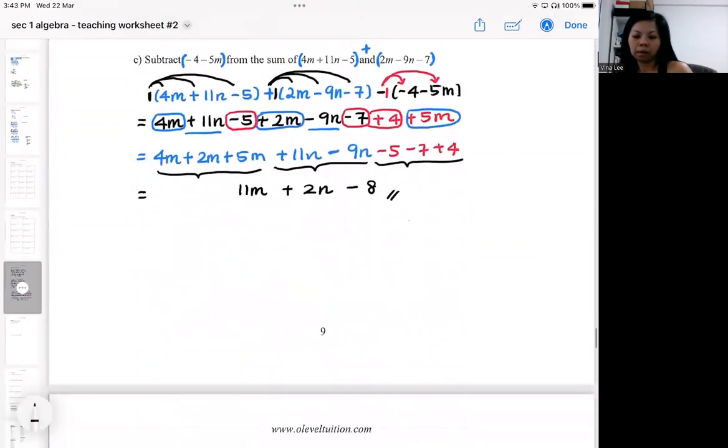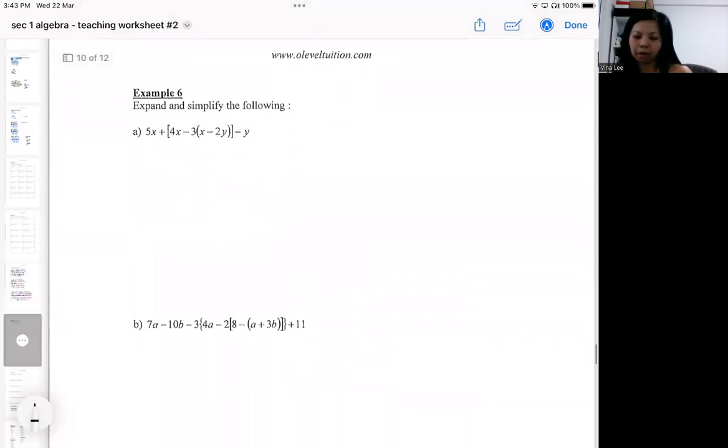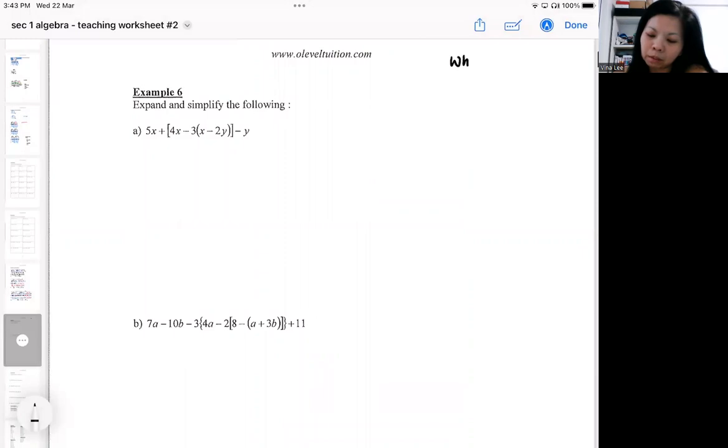Okay, so I'm going to show you another example which involves brackets, which a lot of people will just keep asking, how do I do this? How do I do this? Where you see so many brackets, your thinking will be, which bracket disappears first?